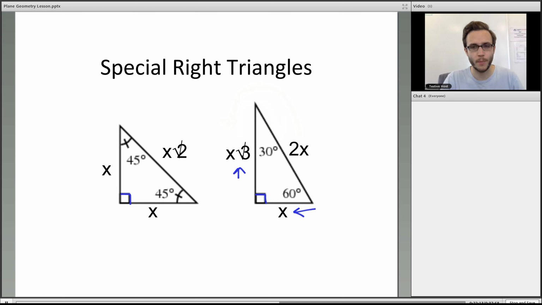So for example, if x were 4, the triangle dimensions would be 4, 4 root 3, and 2 times 4, which is 8.